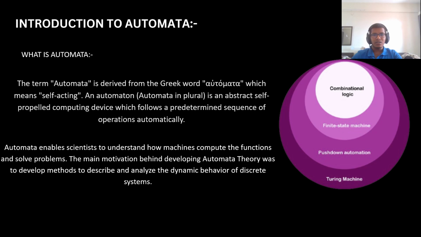So, introduction to automata. What is automata? The term automata is derived from the Greek word automata, which means self-acting. An automaton, that is the singular form of automata, is an abstract self-propelled computing device which follows a predetermined sequence of operations automatically. Automata enables scientists to understand how machines compute functions and solve problems.